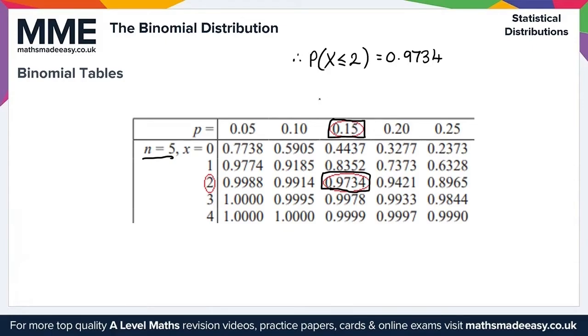Okay. Now, if your formula booklet does not have binomial tables, you'll be expected to use the statistics function of your calculator to answer questions like this. Make sure you're familiar with how these work, as they will be necessary for any exams that you sit. So that gives us everything we need there for binomial tables.